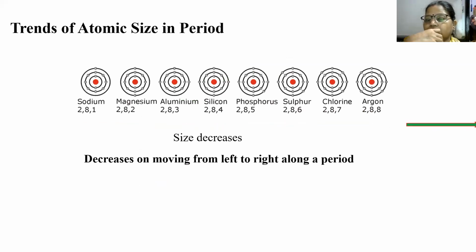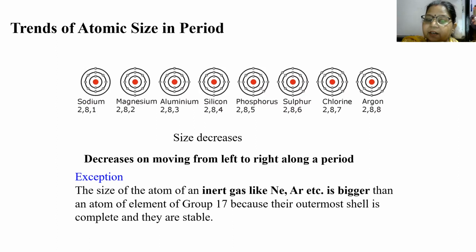Now, if we talk about a period, can somebody tell me what is the reason the size is decreasing, although electrons are being added to the same shell?